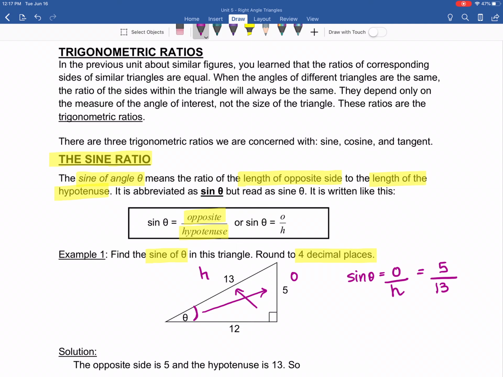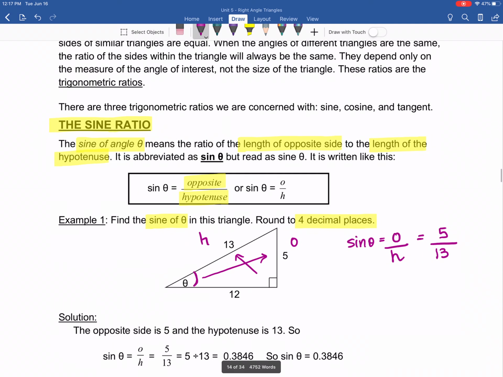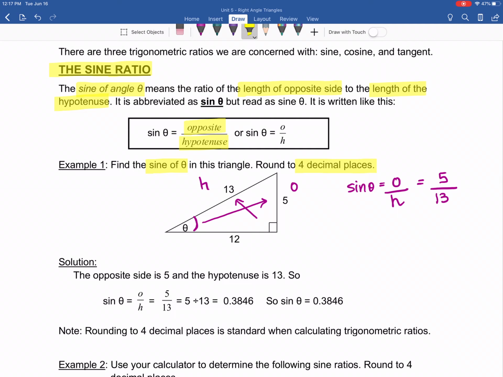Now when we use a calculator and divide 5 over 13, we get 0.3846. Make sure you round your answer to the 4 decimal places because it's been asked in the question. So that's how we use the sine theta. In tomorrow's lesson, we're going to learn how to find out the cosine and tangent ratios.